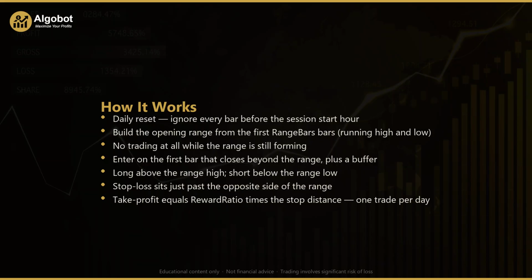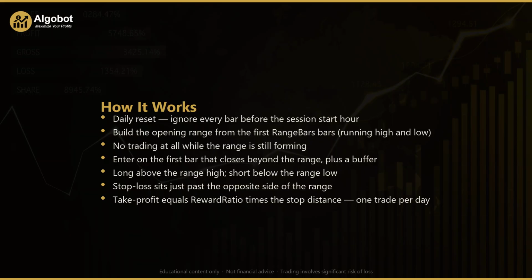When it enters a long, the stop loss is placed just below the opposite side of the range. That is, just under the range low, minus the buffer. The logic is simple. If price breaks out upward but then snaps all the way back through the entire range, the breakout has failed, and the trade is invalidated. For a short, the stop sits just above the range high plus the buffer. The take profit is then set as a fixed multiple of that stop distance. This multiple is the reward ratio, which defaults to 2.